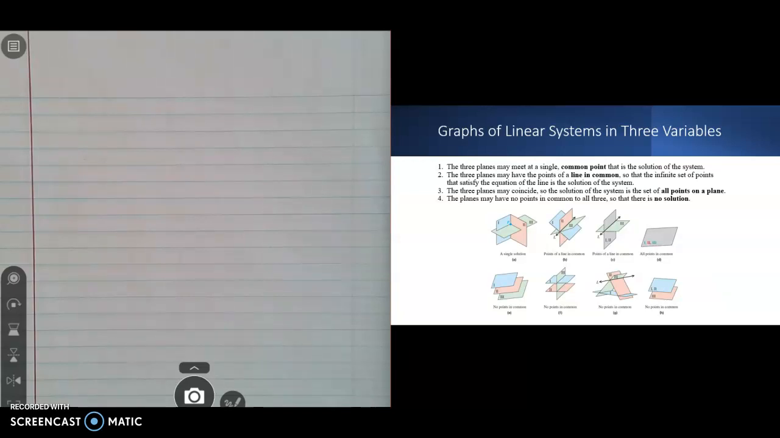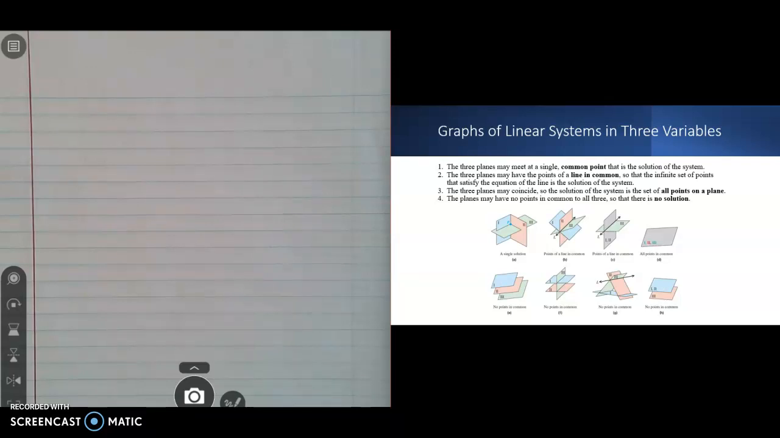In G, what's happening is that plane 2 and 3 intersect to form a line, and that line is parallel to plane 1. And so those 3 planes never intersect at a common point. So there's no points in common in G either. And in H, 1 and 2 are the same plane and they are parallel to plane 3. So there's another no solution.